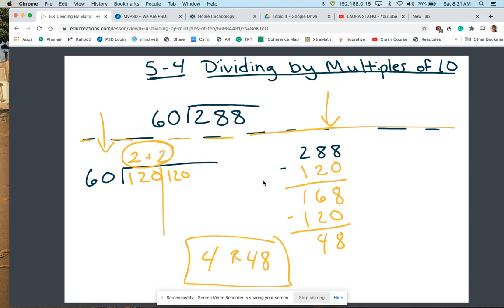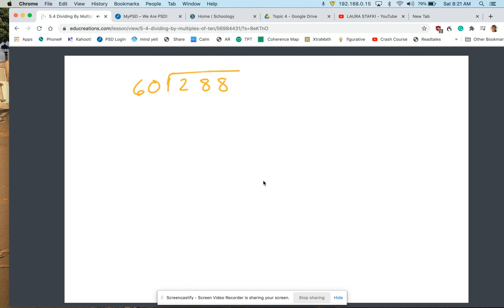Pause your video. Make sure you understood what I just did. Okay, but that strategy is a little longer, it takes a little bit more time. So a lot of people prefer the standard algorithm. That is shown in your reteaching page of 5-4. So you can look at the reteaching page and they show you an example of the standard algorithm.